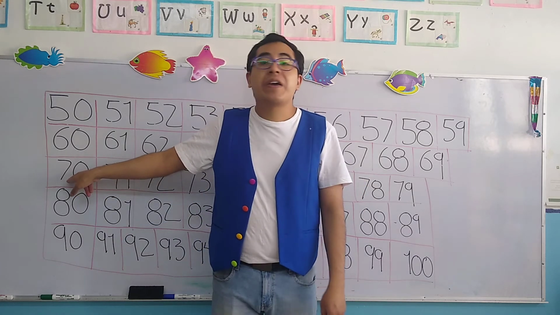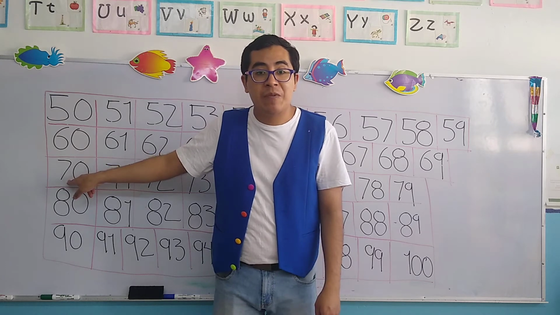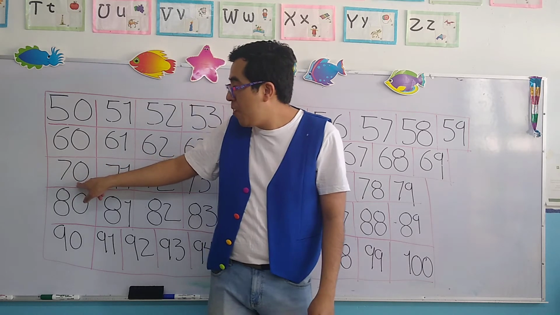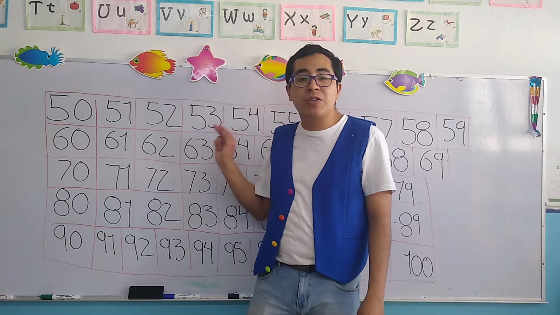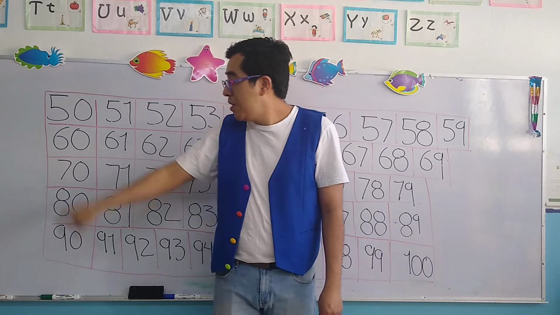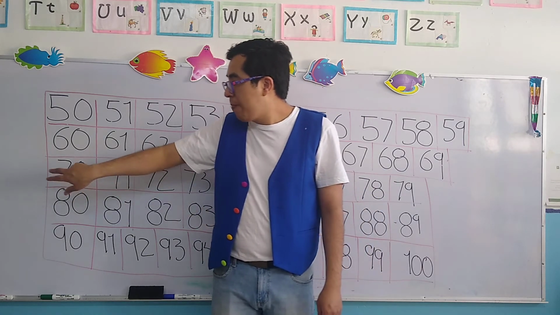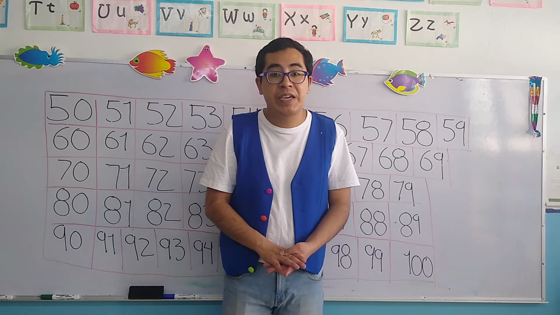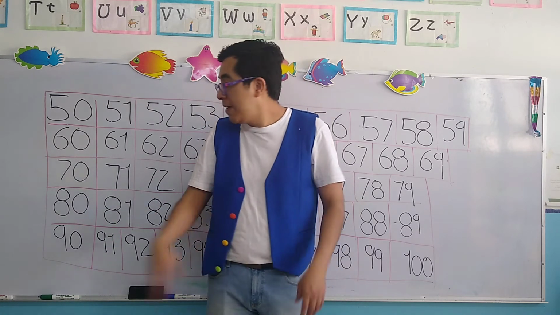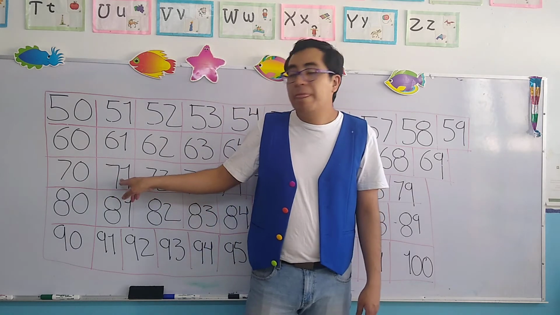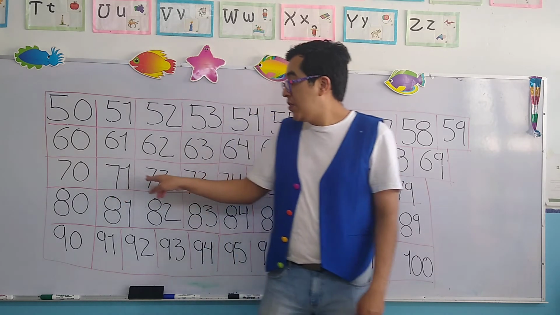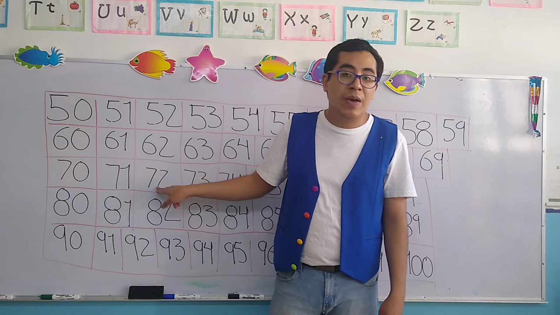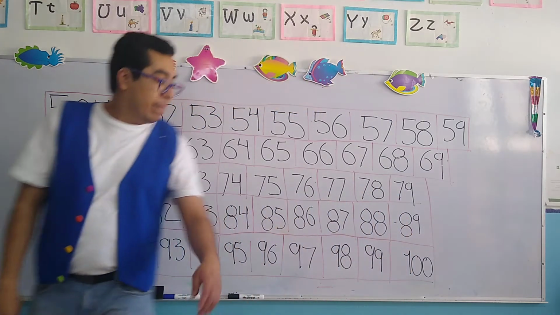So here we have the 70s. Now remember, we start from 0, 1, 2, and we continue with the rest of the numbers. So 7 and 0, we put them together, los juntamos, the 70, the family of the 70s. 7 and 1, 71. 7 and 2, 72.